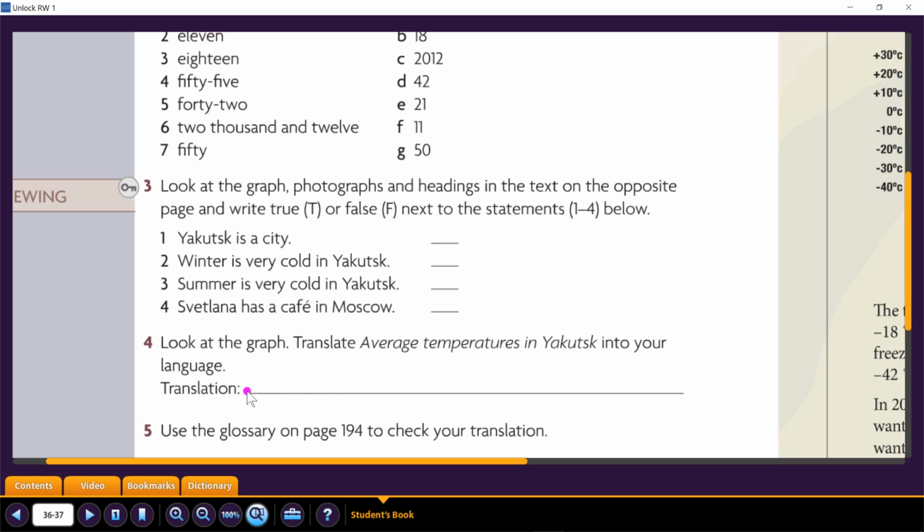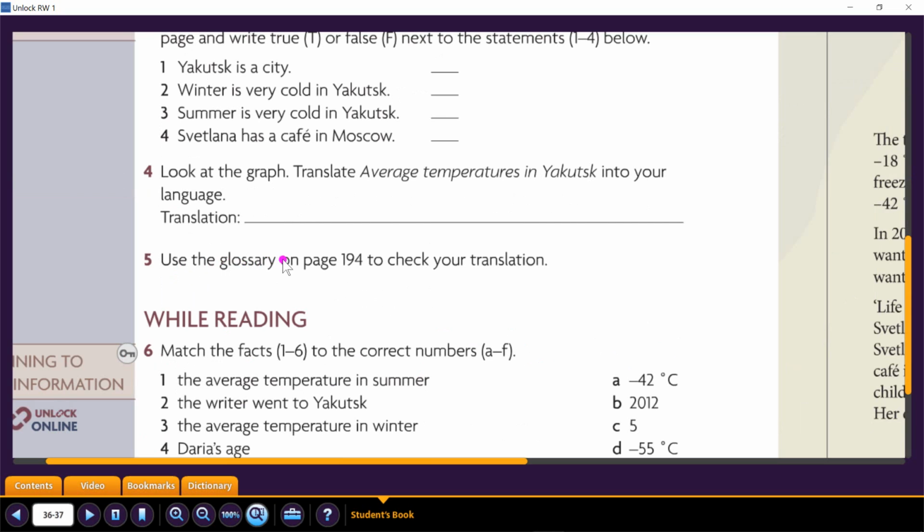Try to write the translation, your translation. Give me the meaning of this sentence in Arabic. Try to write it here, and I will check your answers in the next traditional class, inshallah. If you want to use the glossary on page number 194 to check your translation, you can do so.